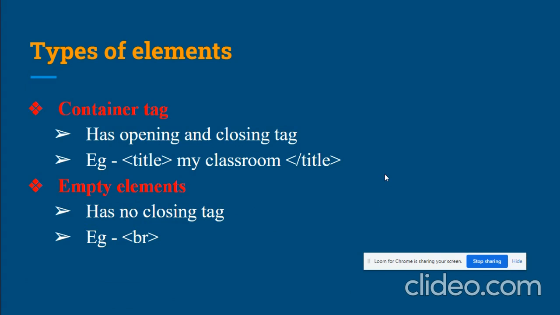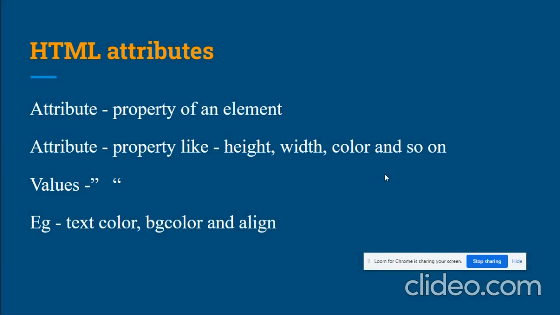Next one is HTML attribute. So we learnt about elements. Element gives the structure to the HTML document and a web page. Elements are of two types: container element and empty element. Now we are going to learn about attributes.